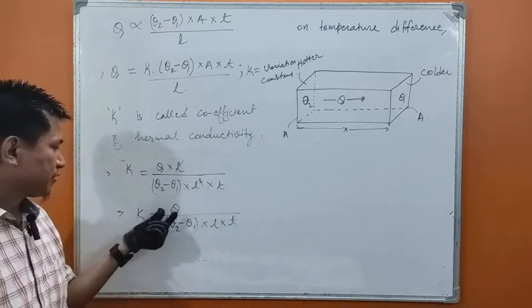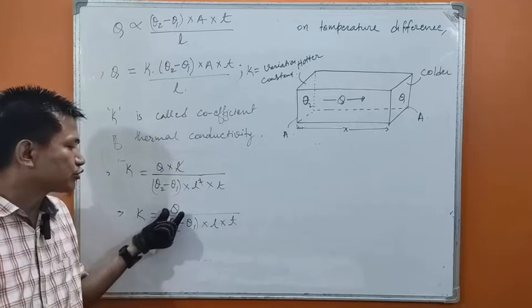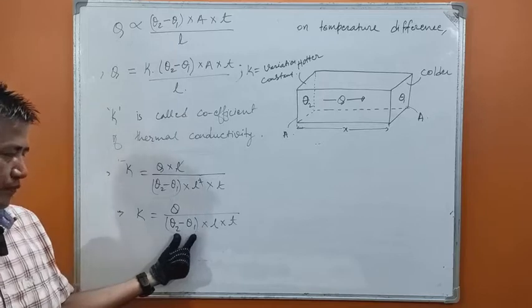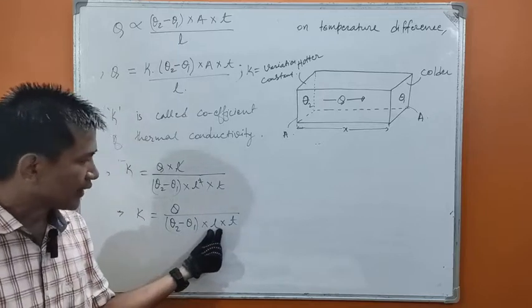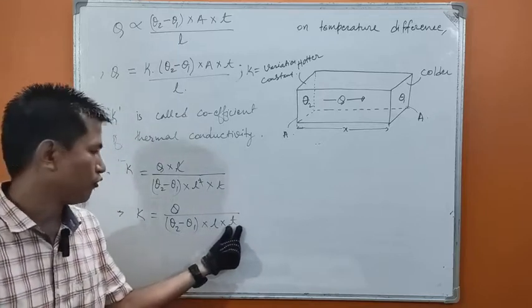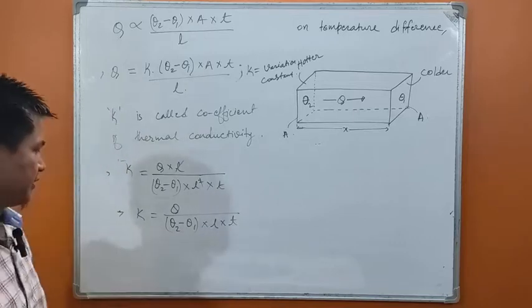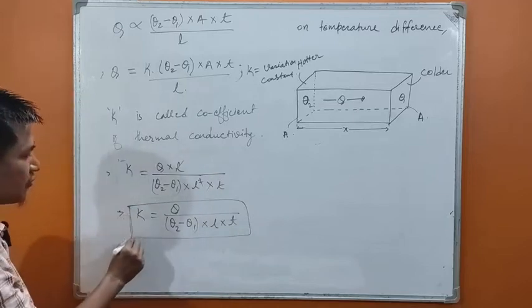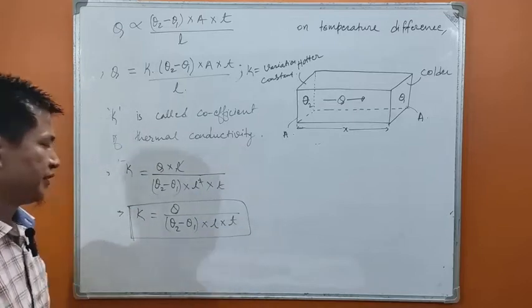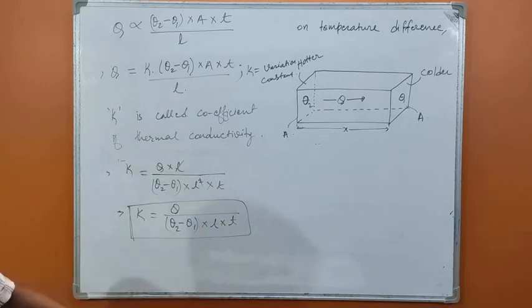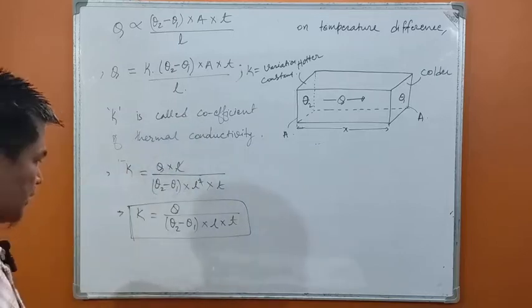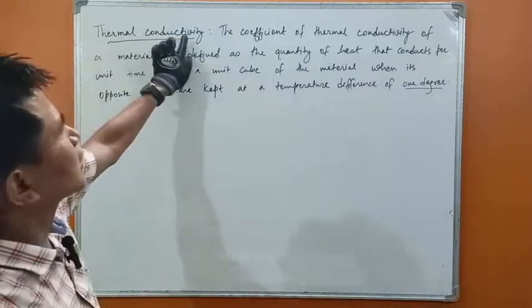So K equals the quantity of heat flowing through the conductor divided by the temperature difference into the length of the conductor into the time of heat flow through the conductor. This is the value of K, and the value of K depends upon the nature of the conducting material, so K is called the coefficient of thermal conductivity. Okay, now thermal conductivity.